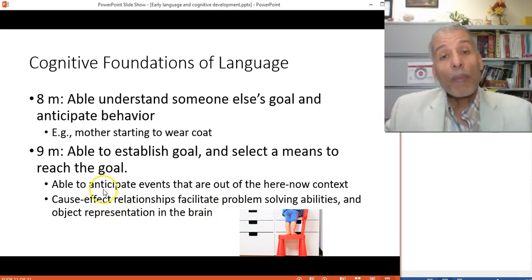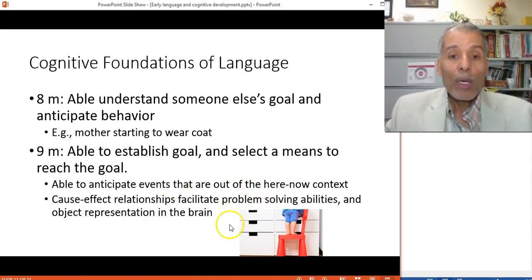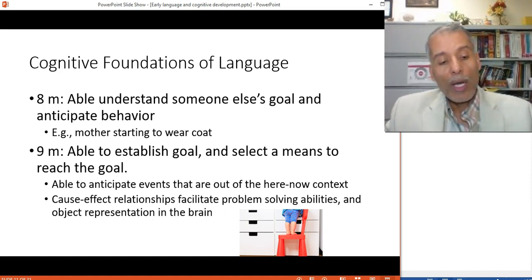At that time, because the baby has object permanence, the baby is able to anticipate events that are not here and that are not now. The baby is going to think maybe, at a certain time, mom is outside, went to the store or is at work, and the baby says, "Mommy, mommy," expecting her to be coming at a certain time.